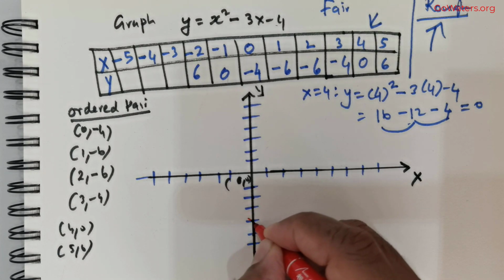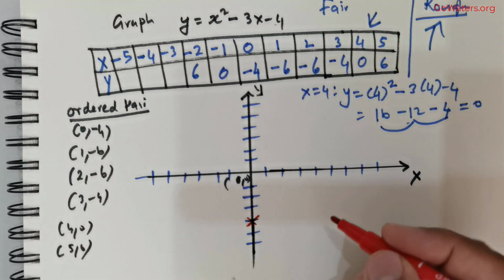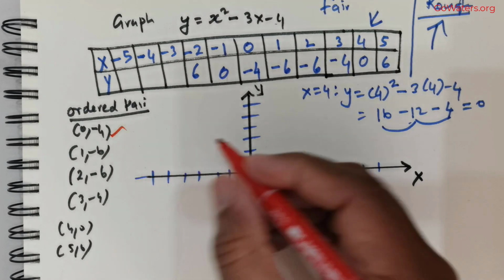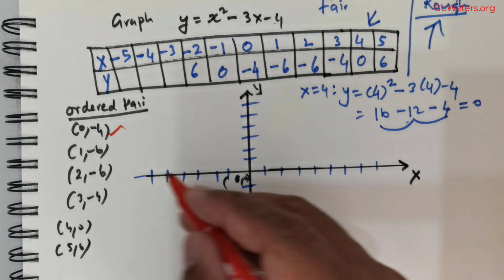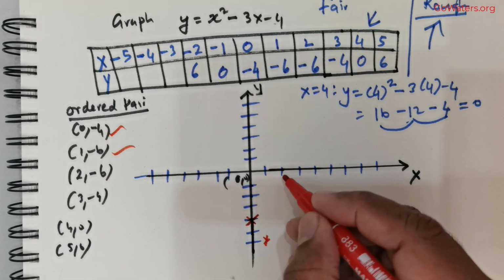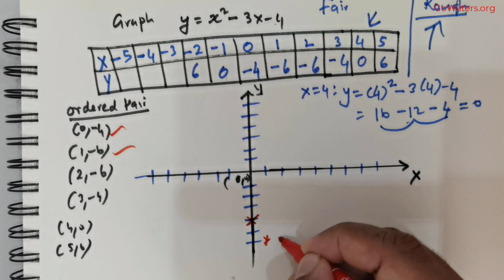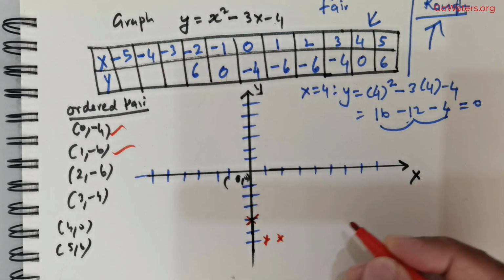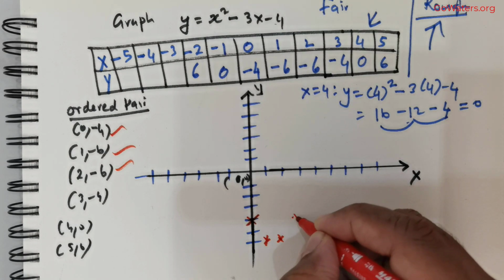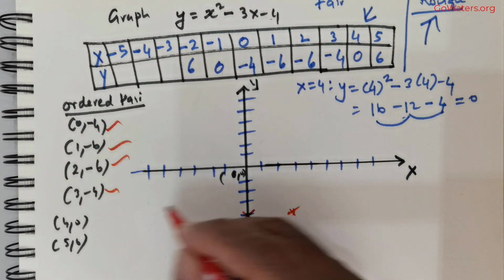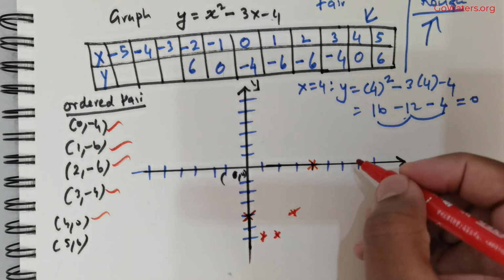So what you've got to do is plot it like that. You've already placed -4 there, so this is finished. Next, 1, -6. 1 is here, -6 is over here. Plot it. 2, -6, so that means there are two particular points. 3, -4. This 3 is here, -4 is over here. Plot it. 4, 0. 4 is here, 0 is here. Plot it. That's finished.